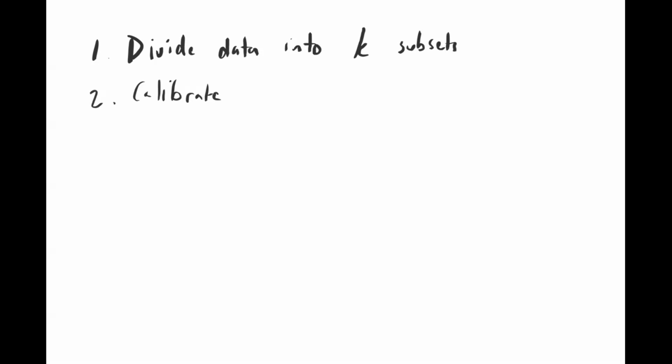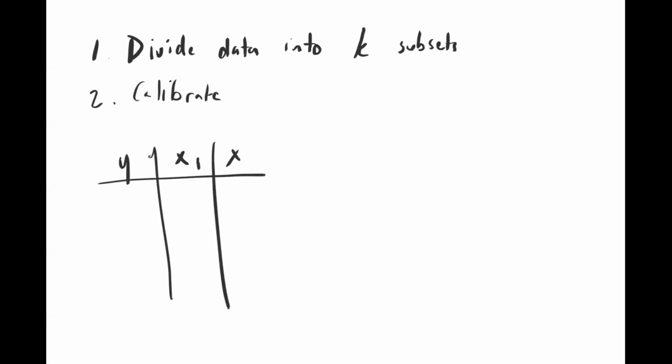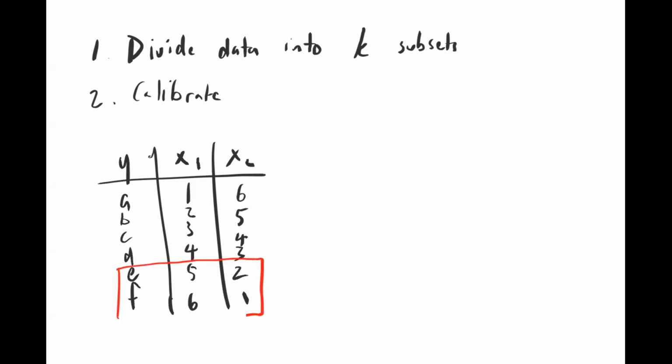So let's see, if I were to just kind of quickly show how this would work. So this might be like A, B, C, D, E, F, 1, 2, 3, 4, 5, 6, 6, 5, 4, 3, 2, 1. Essentially, the first step would be, suppose I cut out this thing. So that's my test set, and this is my training set.